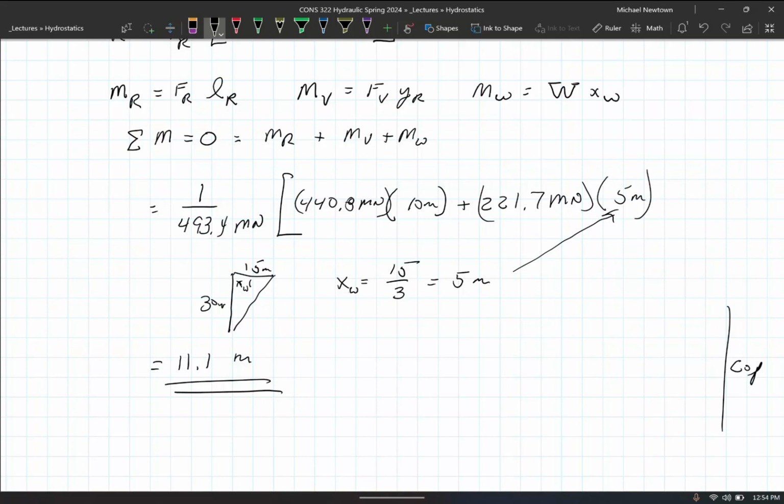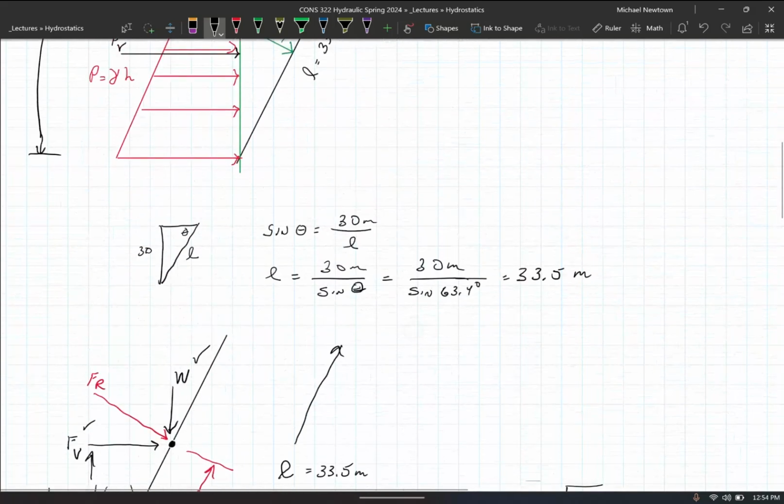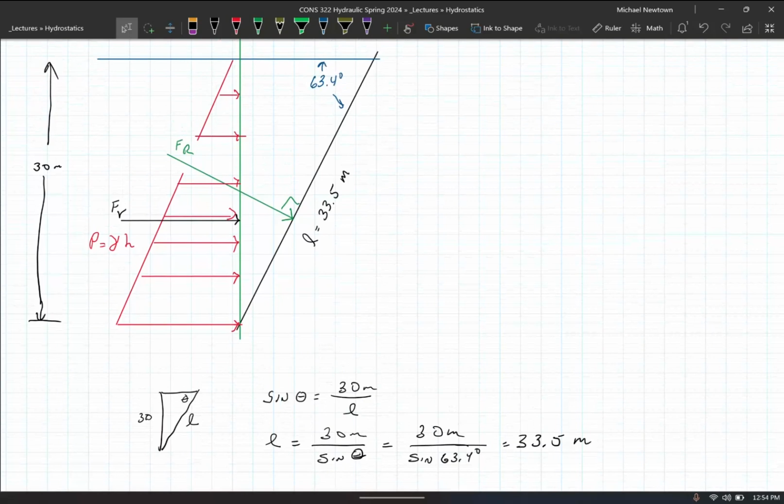So what is it actually that you found? It's 11.1, the center of pressure. So back up here, right here to there, LR is 11.11. So we're finding COP or LR? For the COP, it's LR. LR is the center of pressure. Cool? It's fun, isn't it?